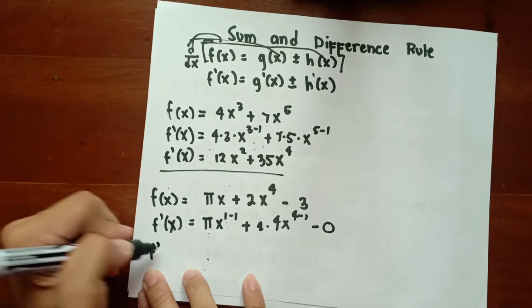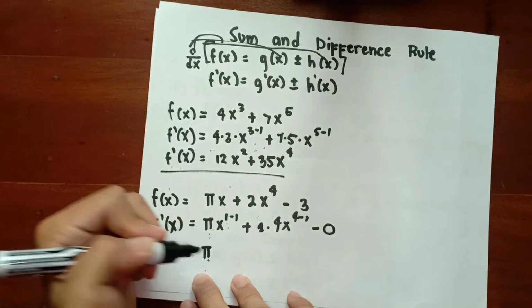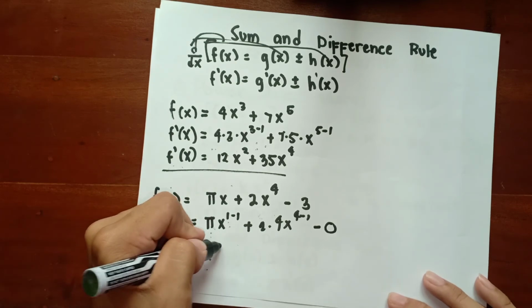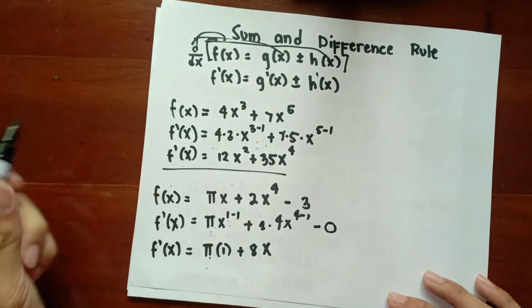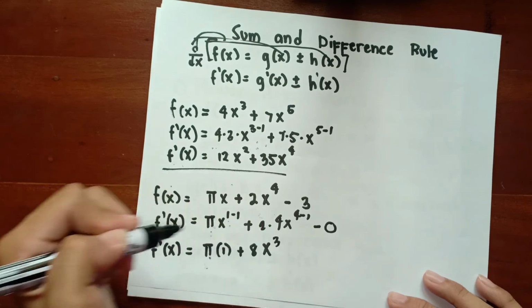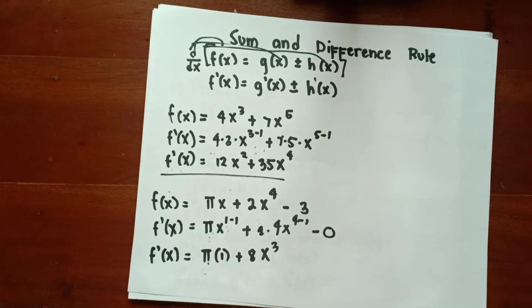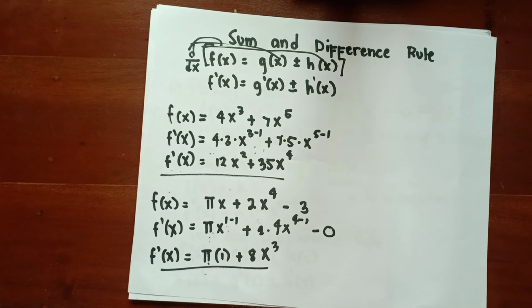f prime of x, simplify. So we have here x raised to 1 minus 1, which the exponent is 0. Something raised to 0 is just a 1. So we have here 1 plus 2 times 4, 8, x raised to 4 minus 1, which is 3. And we don't have to copy the 0. So we have here the derivative of the function f of x is equal to pi plus 8x cubed.